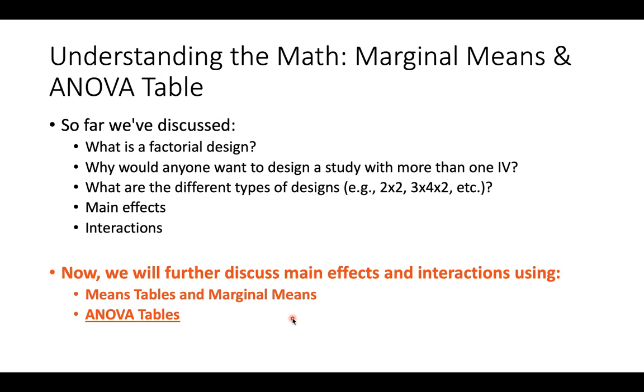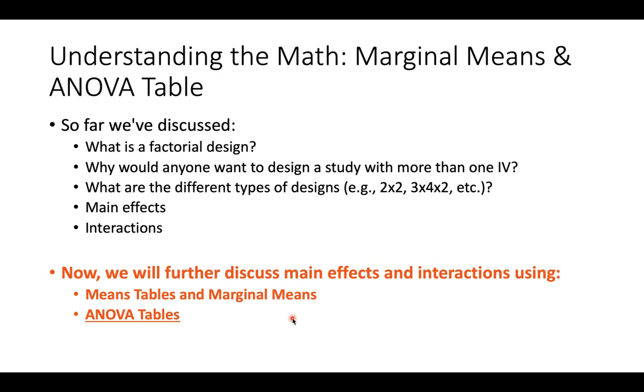So, with our means tables and our marginal means, we can get an idea about the effect of our variables, both the main effects and the interaction. But we have not yet established statistical significance. For that, we need a statistical test.